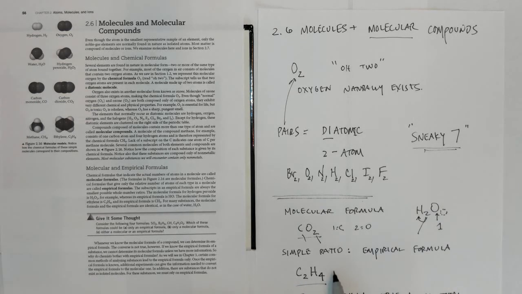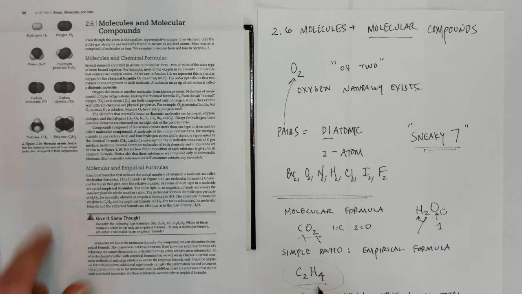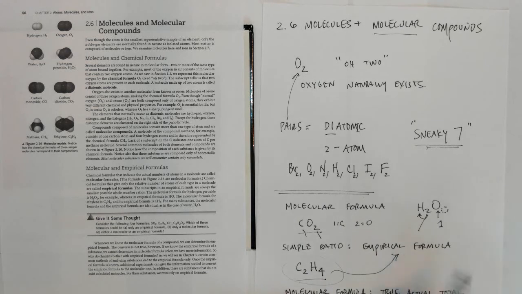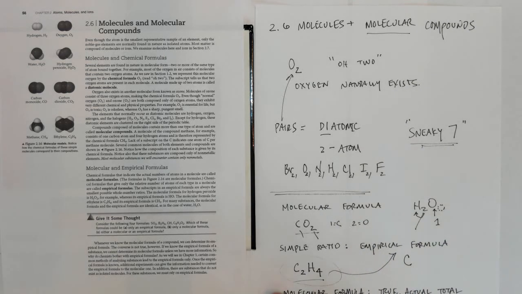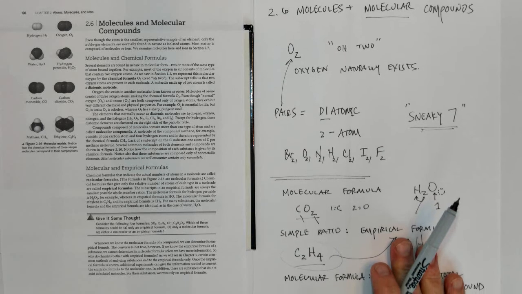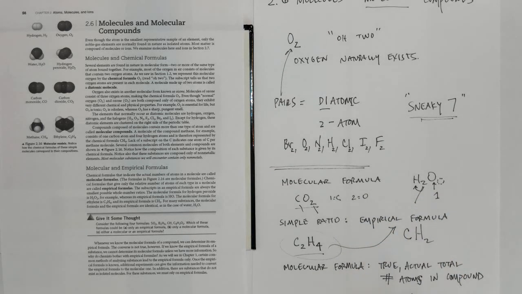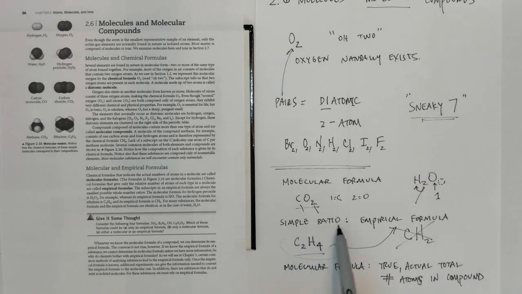Now, if we wanted to find out what the empirical formula of ethene actually was, we could simply find the simplest ratio of carbons to hydrogens. And so the empirical formula of C2H4 would be for every 1 carbon, there are 2 hydrogens. And so CH2 would be the empirical formula for ethene, that there's 1 carbon for every 2. This isn't the actual formula, it just tells you the simplest ratio of carbons to hydrogens.